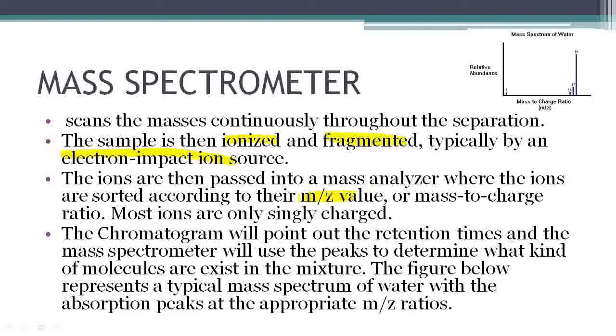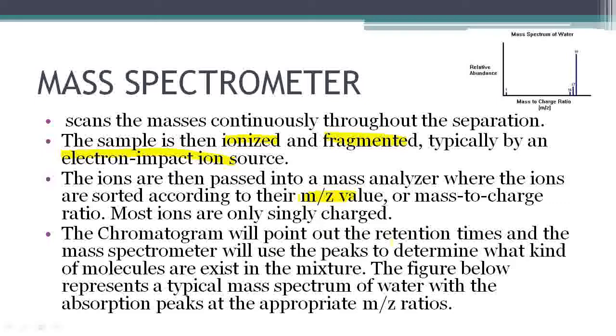And we plot a graph, right? Any radical or cation or anion has a mass and a charge, so we calculate the m by z value and plot it. When we have an unknown sample, we can predict its structure and its mass. And this chromatogram will point out the retention times and the mass spectrum.